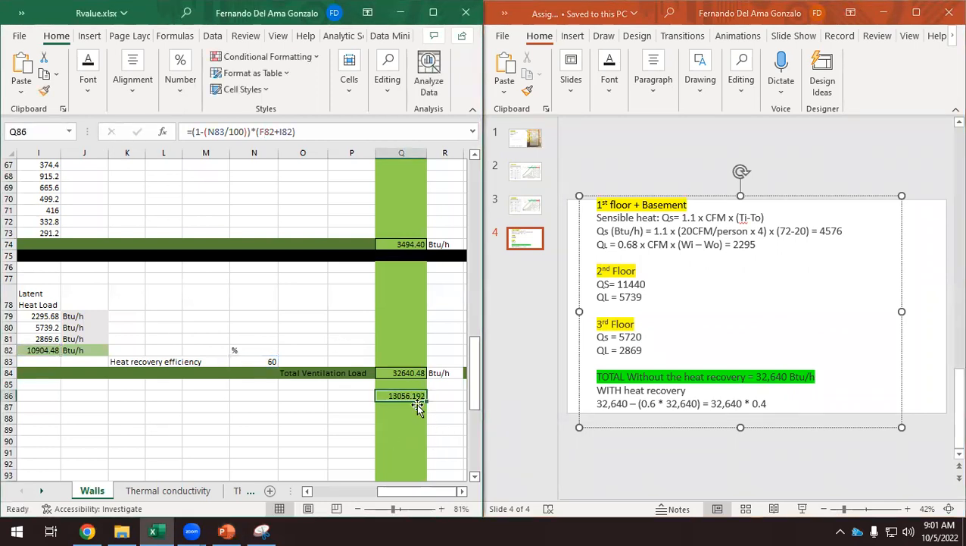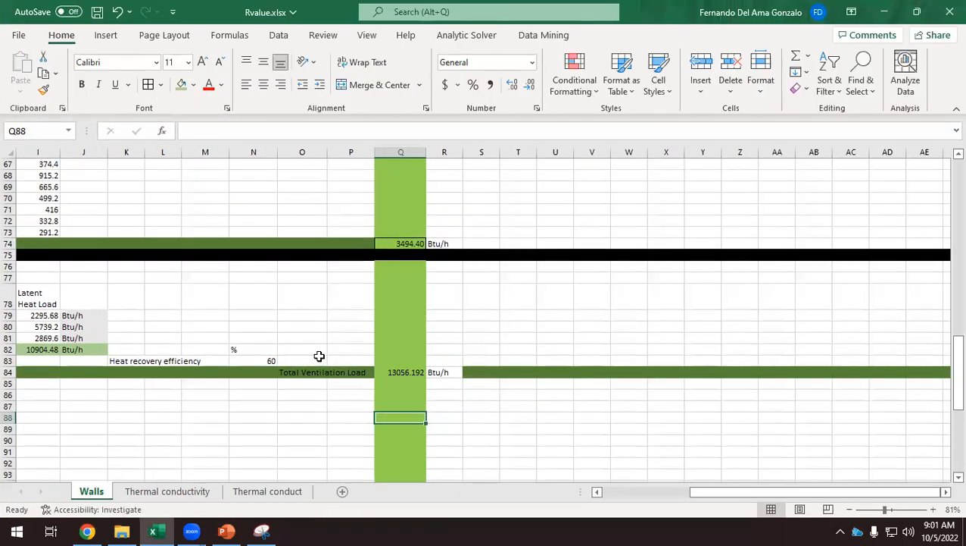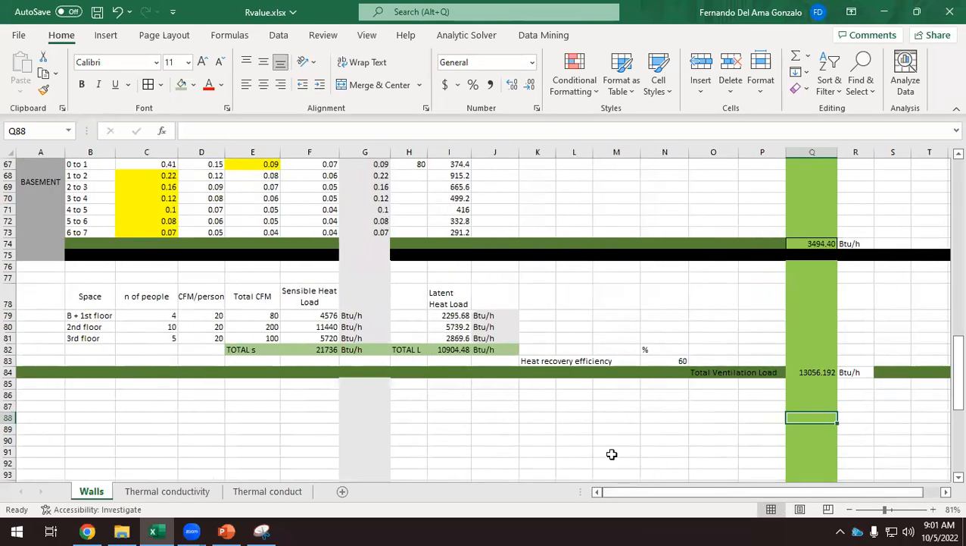Okay, so with this formula here, the good thing of this Excel file is that now I have another heat recovery, because I found out there's another heat recovery I did with another company, with an efficiency of 70%. So let's type here 70%. And this number is lower. Now it's 9,000. It's not 13,000.